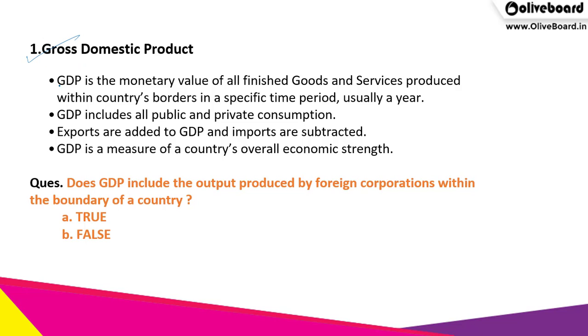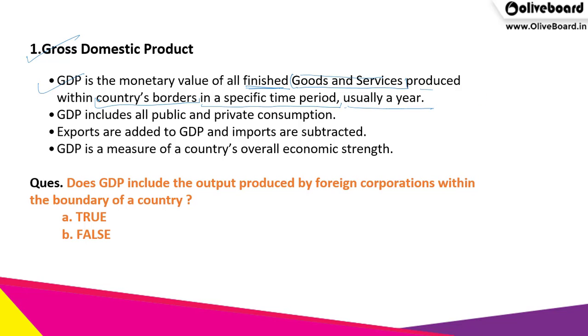Now we will come to the most important topic here, which is gross domestic product or GDP. GDP is the monetary value of all finished goods and services. First keyword is finished. No intermediary goods or no raw materials are taken into picture. So both goods and services are being taken into picture, produced within countries' borders in a specific time period, usually a year. So we see things yearly, like a financial year, which starts from April 1 in India.